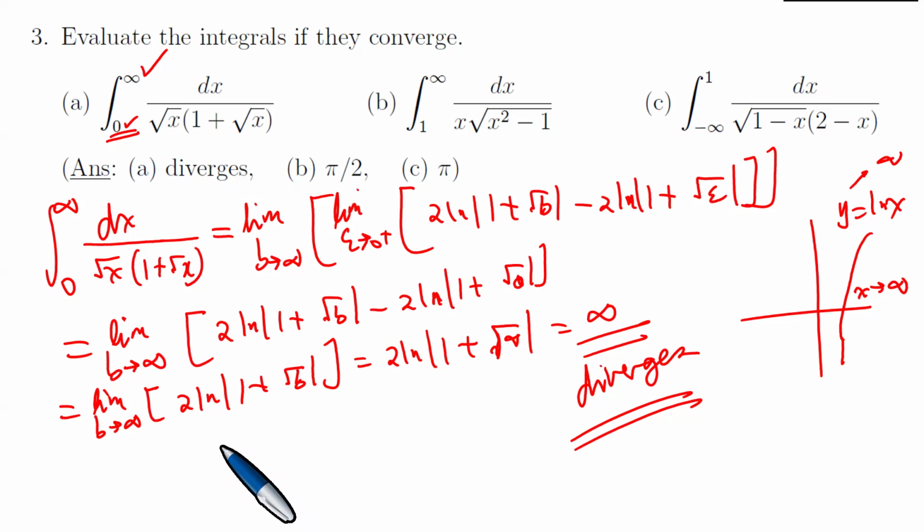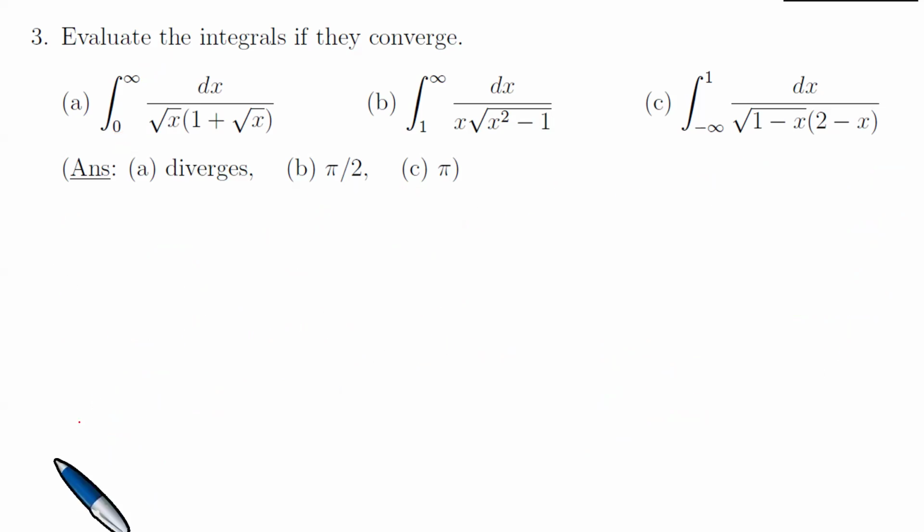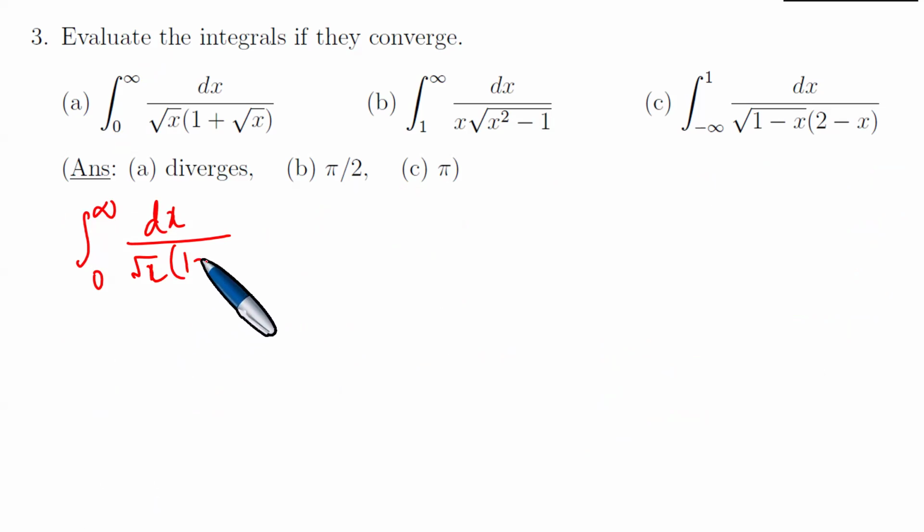Now, in this problem, your teacher might use a different approach. Sometimes the most common tendency is to break it down as follows, this part. Because we can see that there's a problem at zero, but there's a problem at infinity as well. So there are two problems in this question.